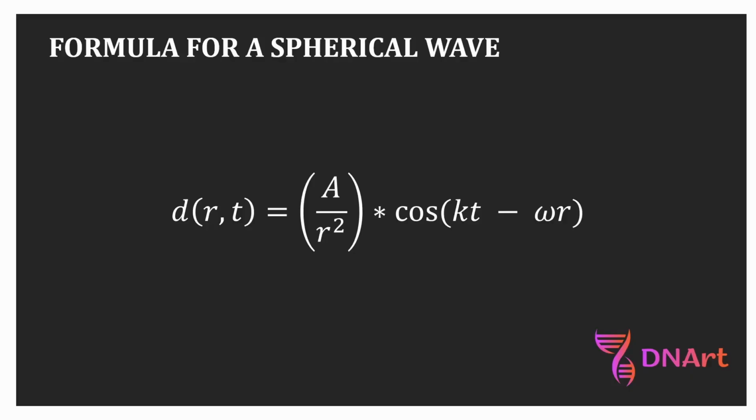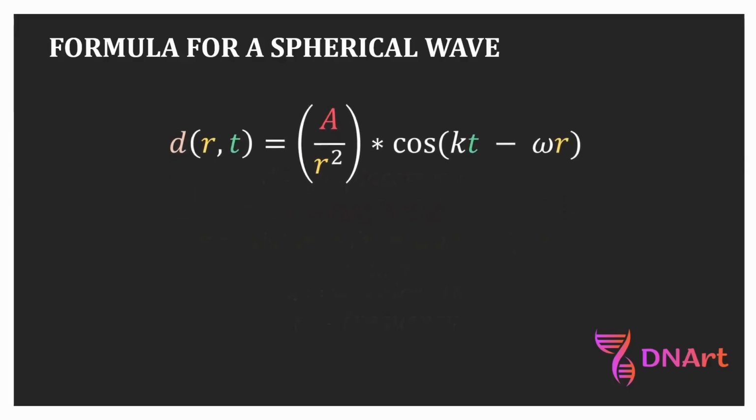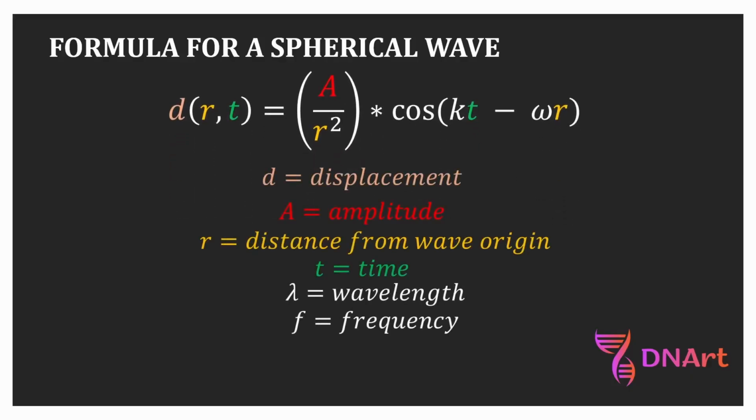So this is the formula for a spherical wave. It's a bit complicated, but I'm going to walk you through all the different parts of it. So what we want to do is define this function in terms of the displacement. Displacement is the intensity of the wave at a specific point in space at a specific point in time. So we need to feed in the amplitude, which is the strength of the wave at the origin, r, which is the distance from the wave origin, t, which is time, and then we have two more values for wavelength and frequency.